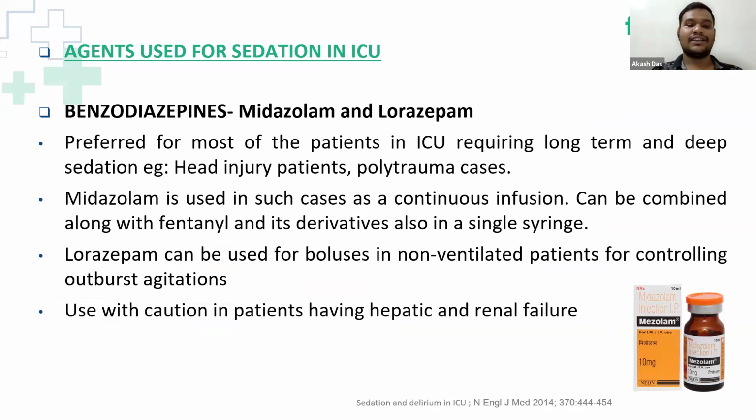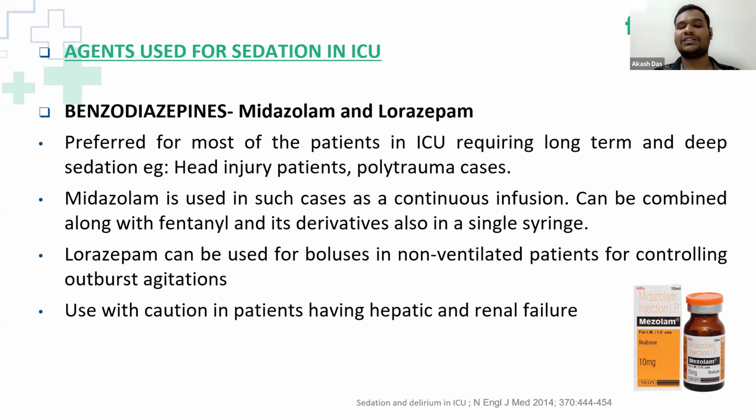So what type of sedation can be used in ICU? Benzodiazepines are very commonly used in ICU, like midazolam and lorazepam, for long-term ICU sedation and deep sedation, especially for head injury patients and polytrauma cases. Midazolam is very good. Midazolam can be used as a continuous infusion. Boluses also can be given. It can also be combined with fentanyl into a single syringe itself. Lorazepam can be used for boluses in non-ventilated patients for controlling outburst agitations.